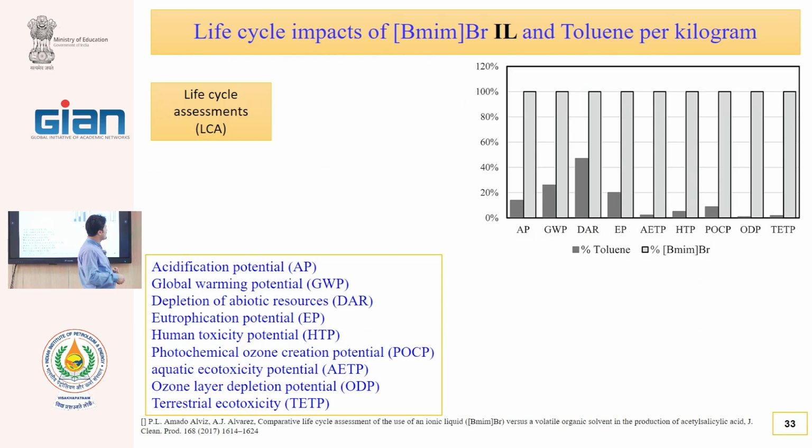In this study, they investigated the use of this ionic liquid and compared it with toluene, and saw that the ionic liquid is very good for the environment, but in this aspect, toluene is very bad. Therefore, if we replace toluene with this ionic liquid, it is very good from the environmental aspect.